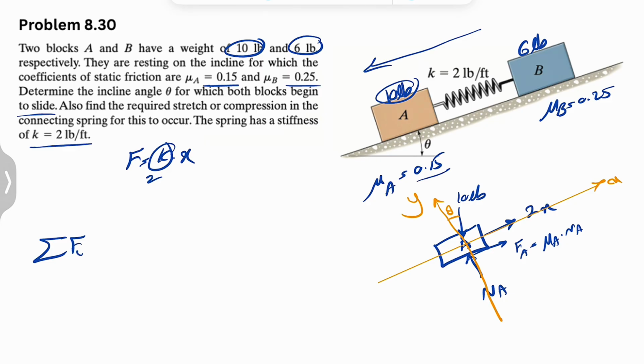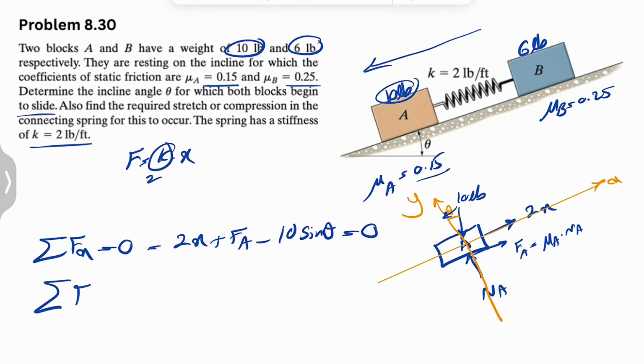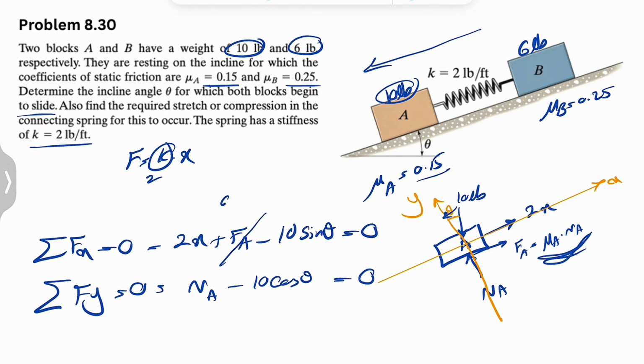For this one, sum of all forces in X equals 0, again because we're in equilibrium, so we have 2x plus FA, and we have the X component of the weight, which is negative 10 sine of theta, equals 0. That's going to be our first equation. Sum of all forces in Y equals 0: NA minus 10 cosine of theta equals 0. In the first equation we can put FA as 0.15 times NA.